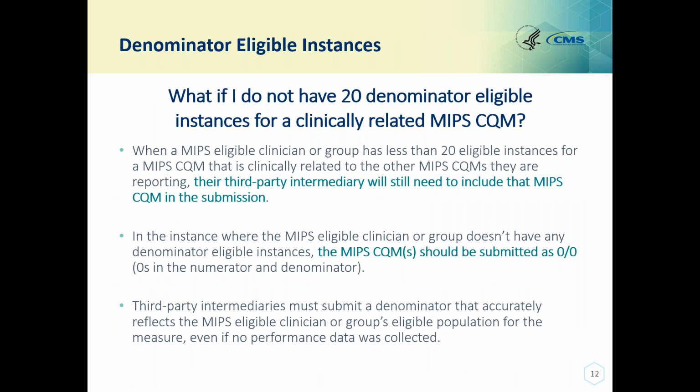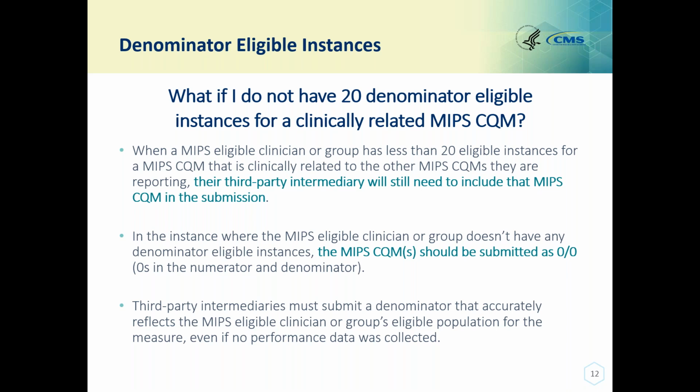This is one of our FAQs that we've pulled out here for the denominator eligible instances. If I do not have 20 denominator eligible instances for a clinically related MIPS CQM, what is the process? When a MIPS clinician has less than 20 eligible instances that is clinically related to another CQM they are reporting, the third-party intermediary still needs to include that MIPS CQM in the submission. And there are technical processes and explanations that are provided for how to do that. In the instance where a clinician or group doesn't have any denominator eligible instances, the MIPS CQM should be submitted as a 0 for 0.